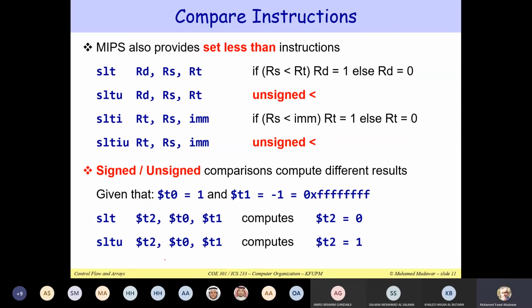Now, in addition to the branch instructions, we also have compare instructions. The MIPS architecture defines compare instructions. These are set less than. So we have 4 set less than instructions: set less than, set less than unsigned, set less than immediate, and set less than immediate unsigned. So notice that for the first 2 here, we compare 2 registers, RS with RT.